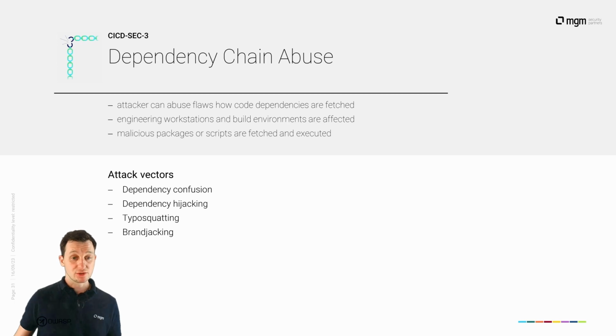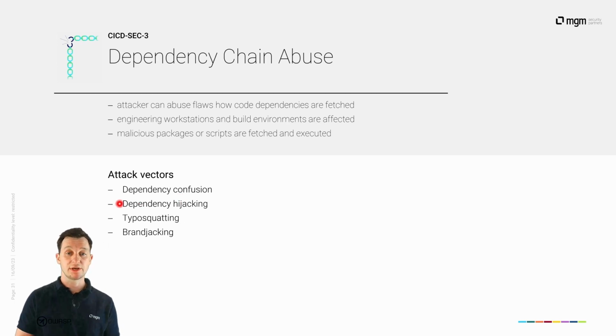Attack vectors are dependency confusion, what we talked about so far, where we just go to the regular repository on the internet and define a higher version and hope that the system is not configured in the right way and tries to fetch a higher version from outside, from the public repository. Another way to do this is dependency hijacking.